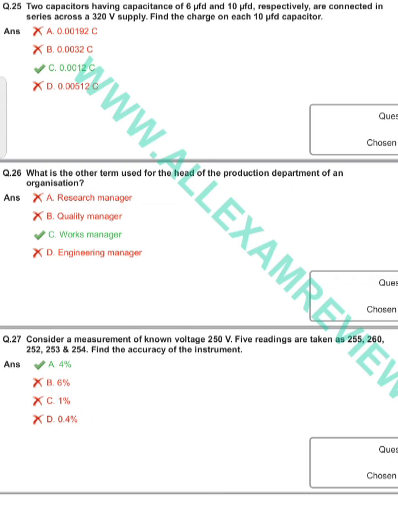Question 26. What is the other term used for the head of the production department of an organization? Works manager. It's a basic management question.